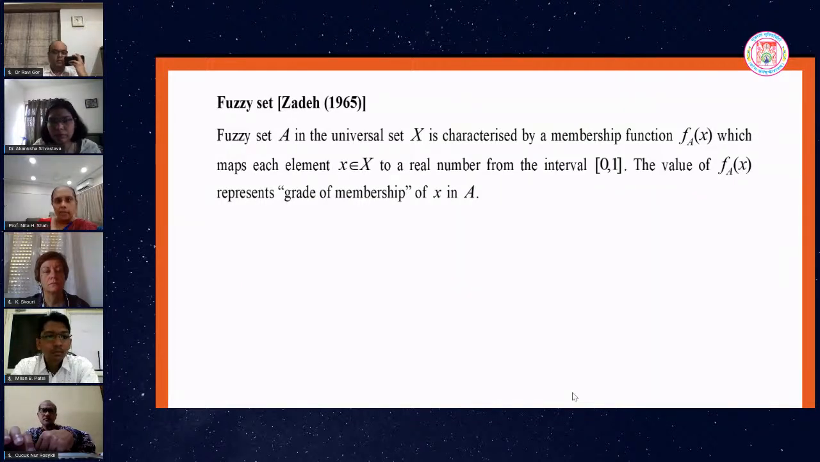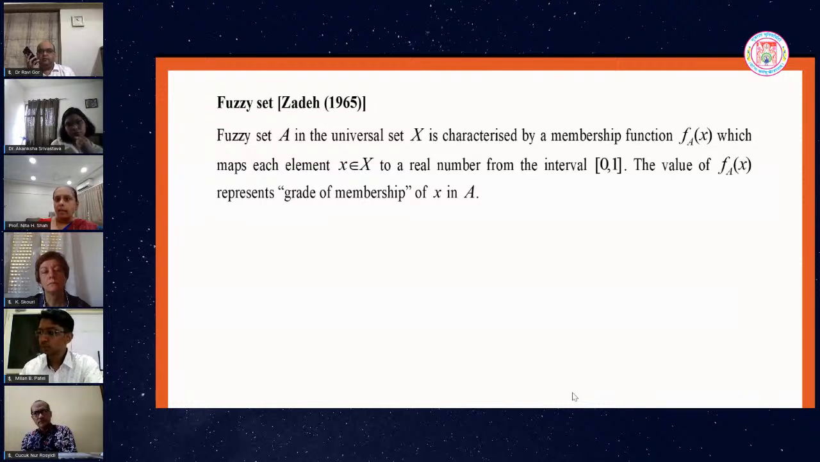Before that, what is a fuzzy set as defined by Zadeh? A fuzzy set A in the universal set X is characterized by a membership function f_A(x), which maps each element x of X to a real number in the closed interval [0, 1]. That is, if it is 0, there is no uncertainty. If it is 1, there is 100% uncertainty in the variable. The value f(x) represents the grade of membership of x in A. If I say x takes value 20, that is 0.2, that means that particular parameter is uncertain by roughly 20%.